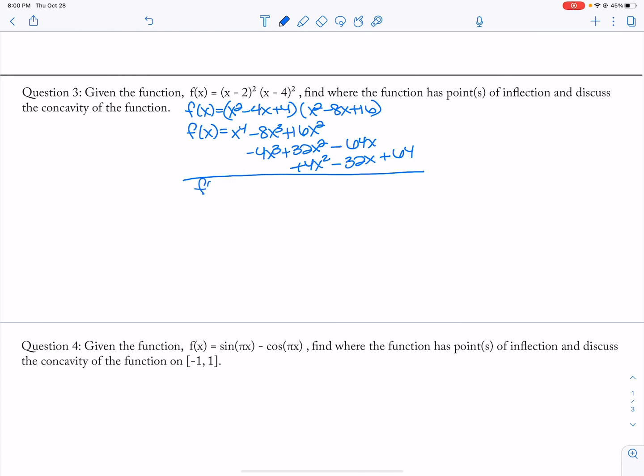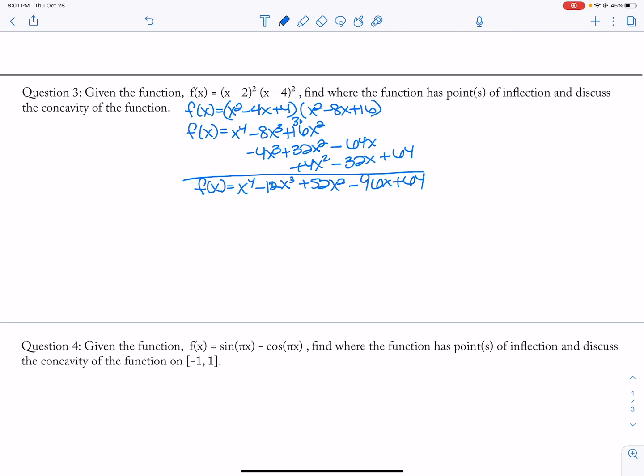So then what I get is f of x equals x to the 4th minus 12x cubed, plus 52x squared (36 and 16), minus 96x, and then plus 64. Okay, and I'm going to attempt to check my arithmetic just one time here.